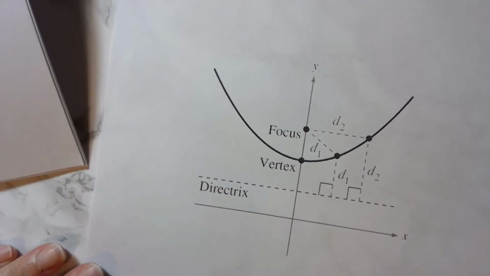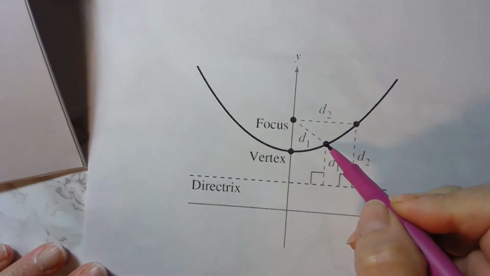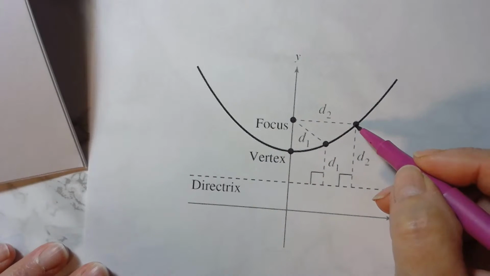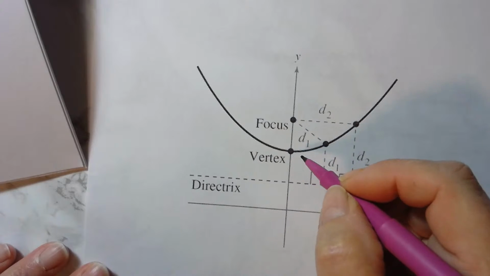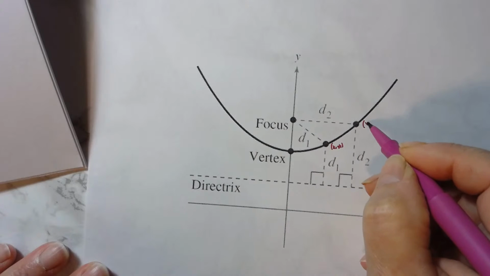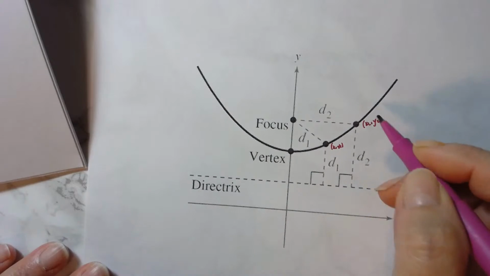It's the set of all points x, y. So every point on this parabola represents an XY coordinate or a point, right? This could be the point here, x sub 1, y sub 1, and this one could be x sub 2, y sub 2, right?